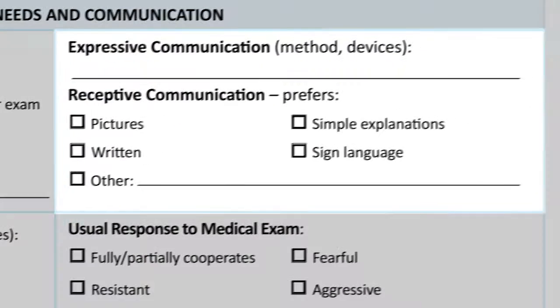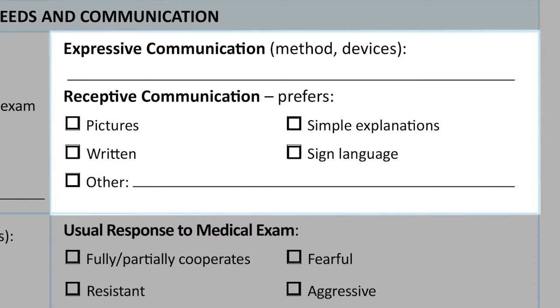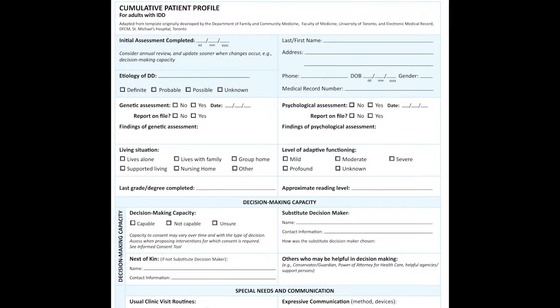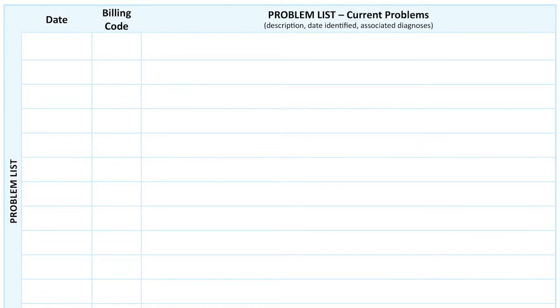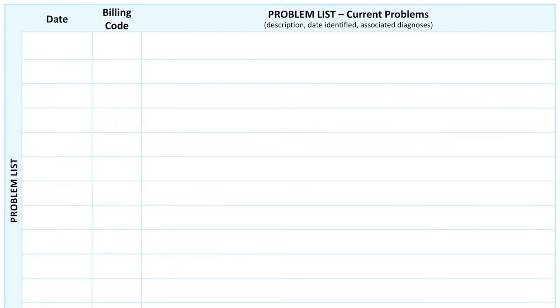And then communication. What's their receptive communication and expressive communication? So that's all right on the front page. Then it goes through a problem list, and we've presented some of this material in the earlier videos.